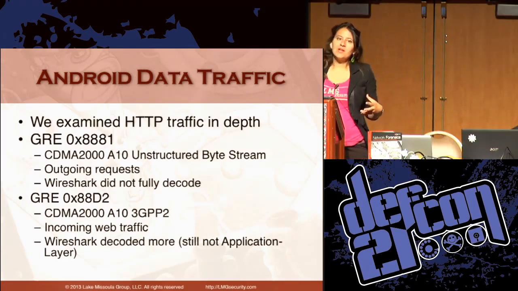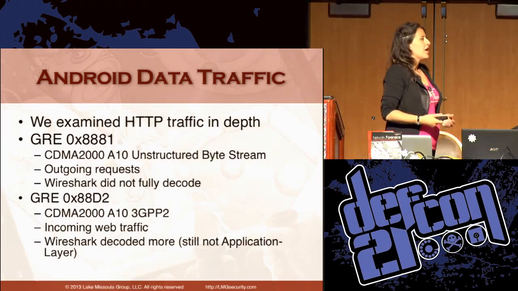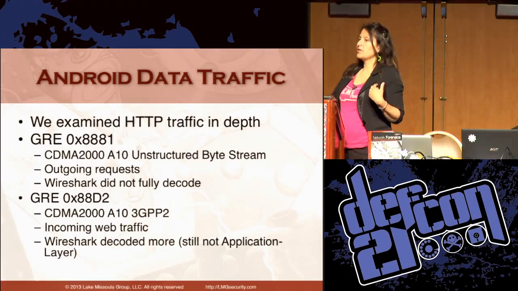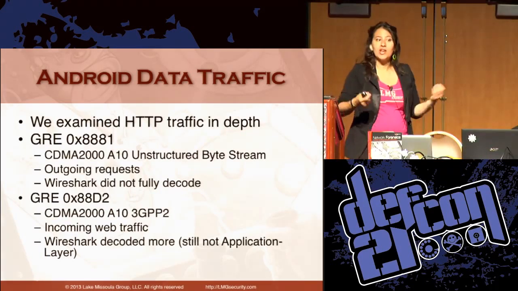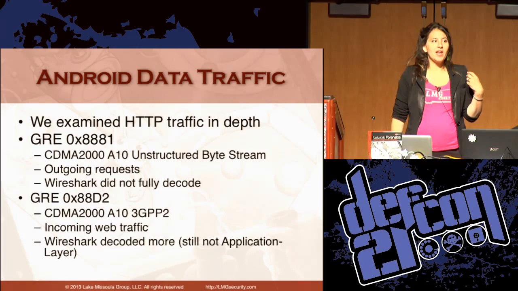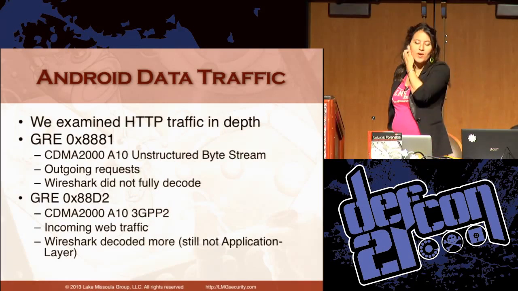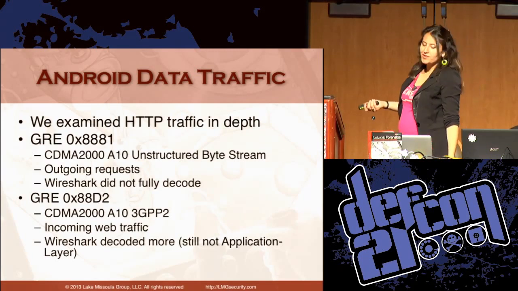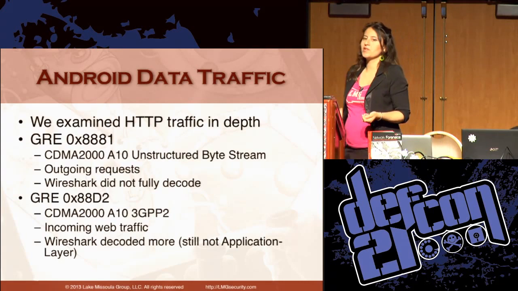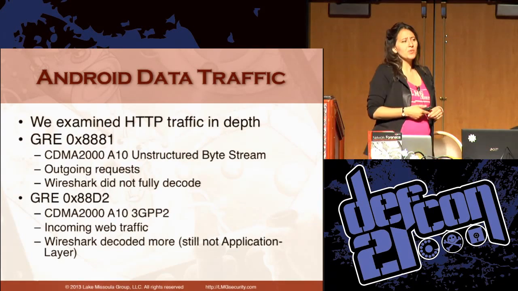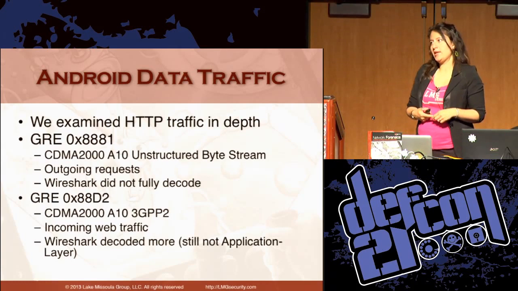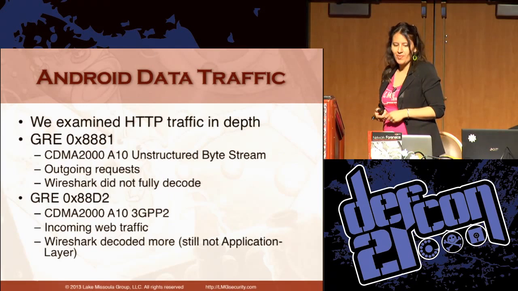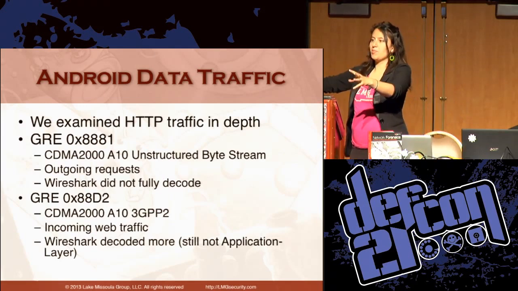We ended up examining the Android data traffic most of all, because the malware we're using, Android.stels, transmits signals back to the attacker over HTTP. So we wanted to pull out that HTTP traffic and analyze it to figure out how the bot was working. There were two kinds of GRE packets that we saw, and Wireshark was dissecting them differently. This was a default version of Wireshark. There was GRE type 8881, which is not the one I like. It is a CDMA2000 A10 unstructured byte stream packet, and this was used for outgoing HTTP requests.